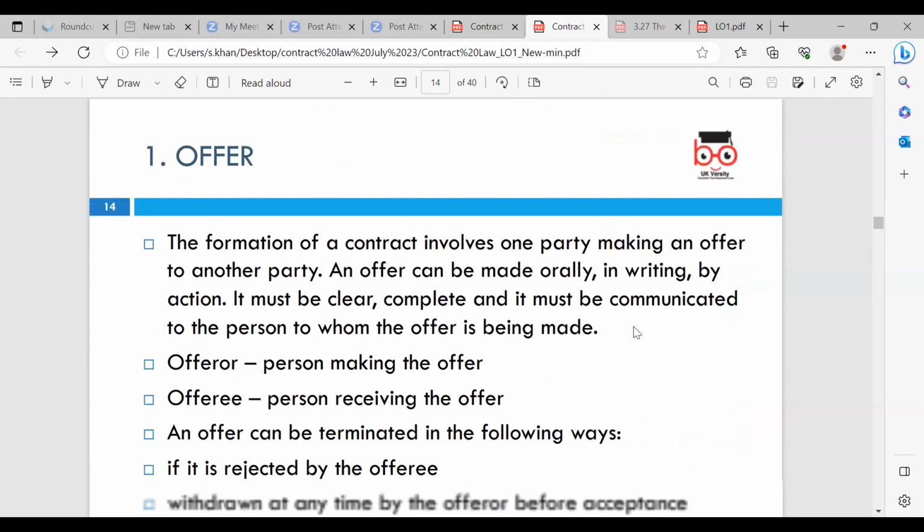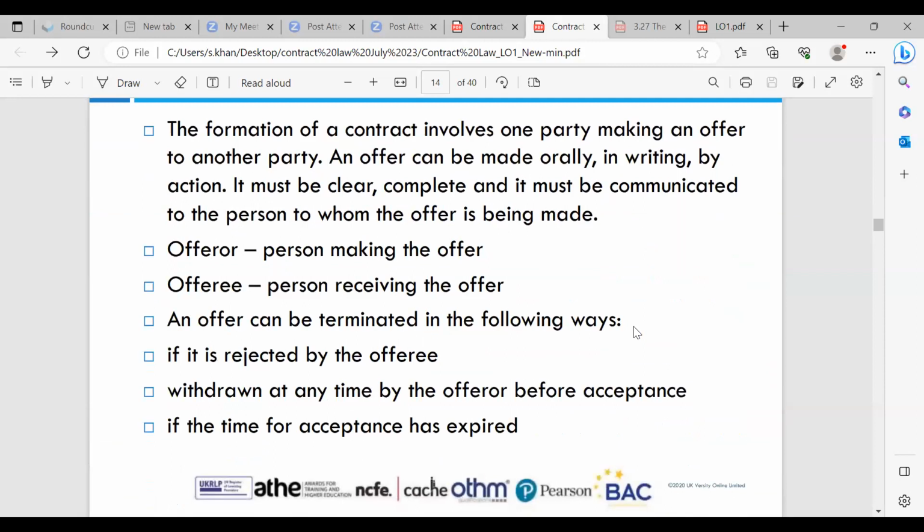An offer. The formation of a contract involves one party making an offer to another. An offer can be made orally, in writing, or by action. It must be clear, complete, and it must be communicated to the person to whom the offer is being made. So the offerer is the person making the offer. The offeree is the person receiving the offer.